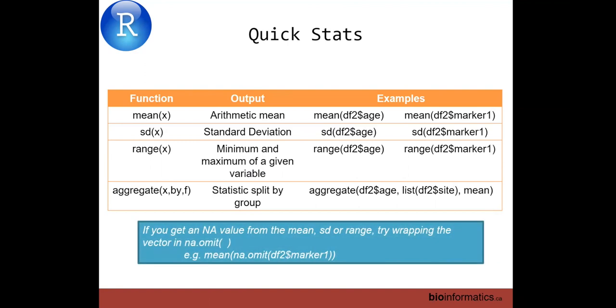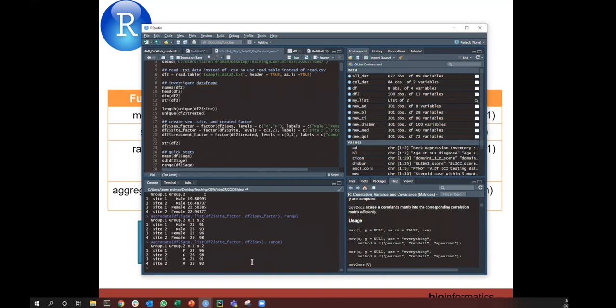If you get a missing value, so if you have a missing value output by mean, SD, range, then that means there is a missing value in your data. And you'll want to do NAOMIT before you compute the mean in general. So what NAOMIT does is it gets rid of the missing value and then it says now compute the mean. All right. So I will just show that quickly.